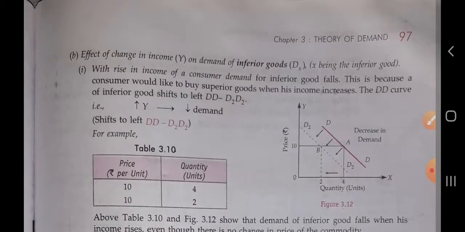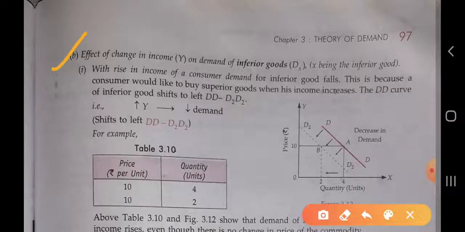Effect of change in income on demand of inferior good. Till now we have studied the effect on the normal good. Now we are going to study the effect on the inferior goods. Here the X is the inferior good.